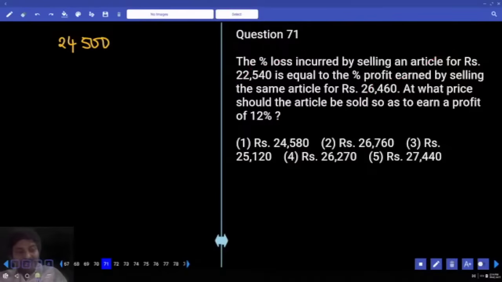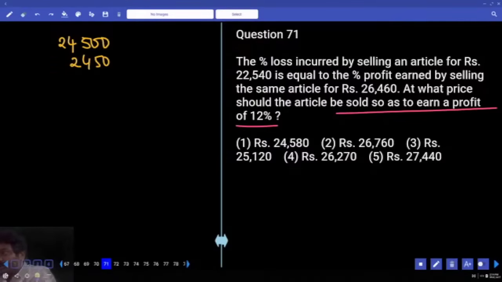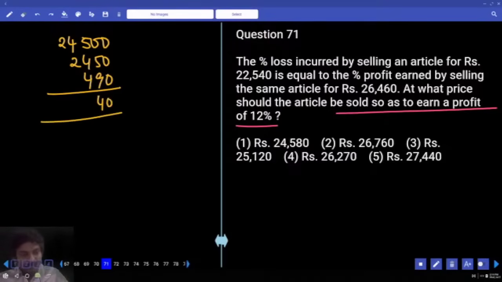At what price should the article be sold so as to earn a profit of 12%? Now we are expecting 12% profit. 10% is 2450, 1% is 245, 2% is 490. Cost price plus 10% plus 2% gives the total selling price. The answer ends with 40. How many options end with 40? Only 1.